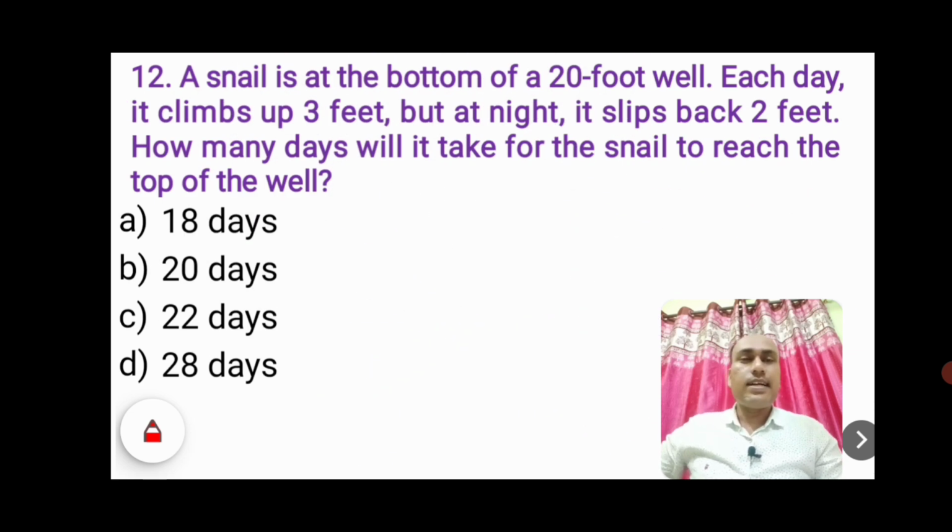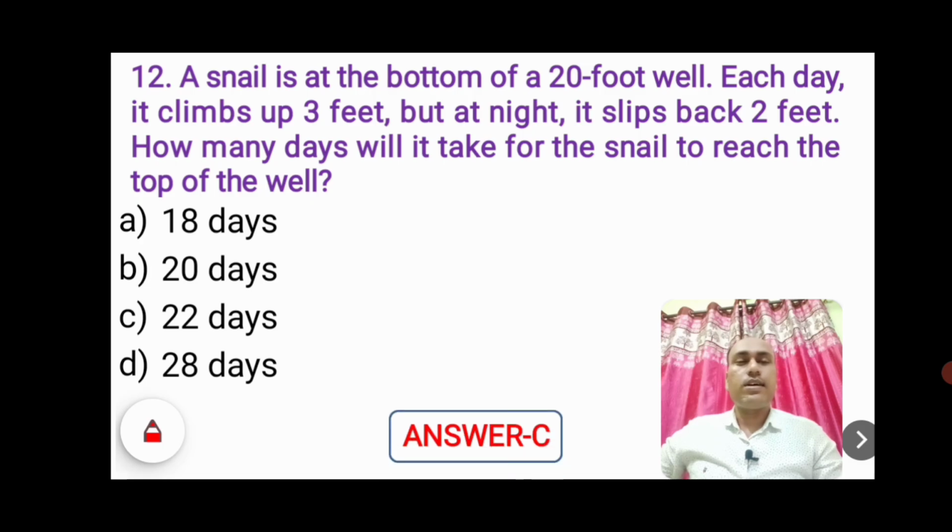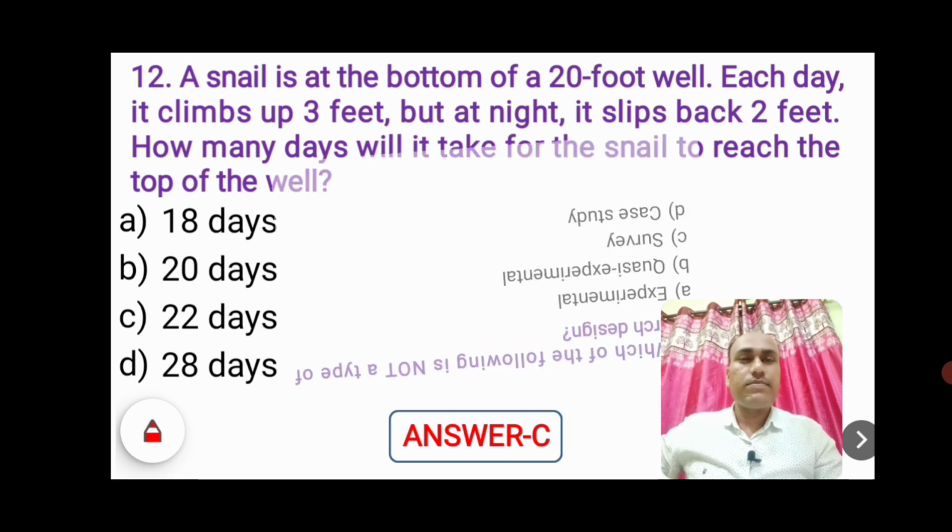A snail is at the bottom of a 20-foot well. Each day it climbs up 3 feet, but at night it slips back 2 feet. How many days will it take for the snail to reach the top of the well? Here the answer will be C, 22 days. Please solve it by yourself, because we cannot solve it on screen due to insufficient space here.